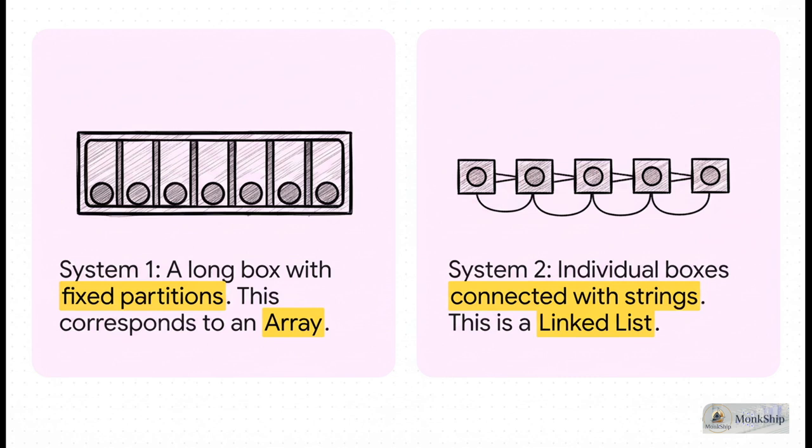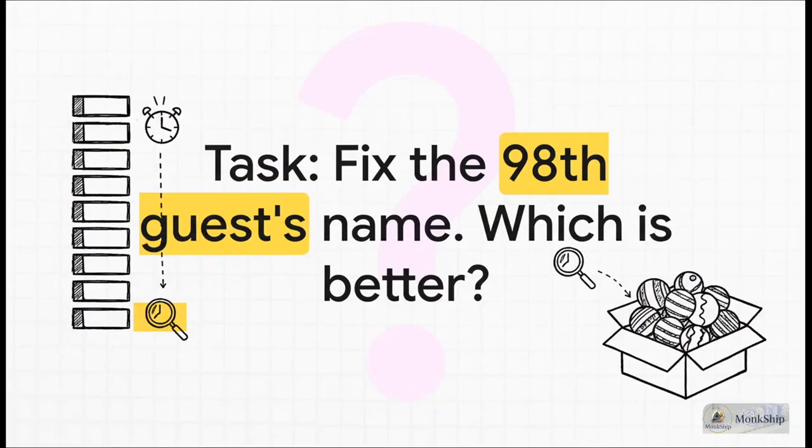For System 2, you put each guest's name in its own little individual box, and then you tie them all together in order with a piece of string. This is what we call a linked list. Okay, time for a little test. Task number 1. You realize you misspelled the name of the 98th guest to arrive. You need to find that ball and fix the name. Which system do you think is better for this job?